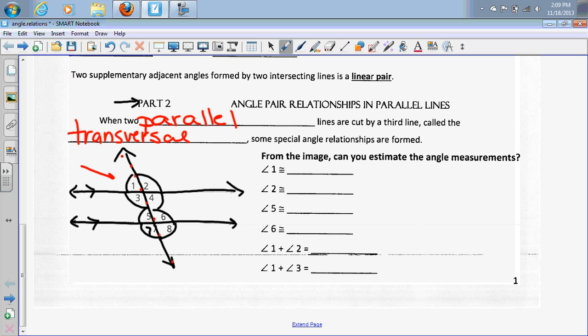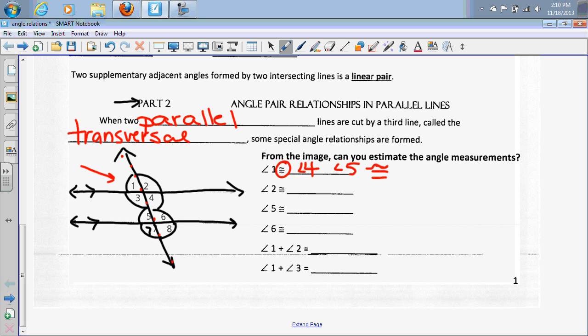Look at angle 1. Do you notice that angle 1 might be congruent? Remember, this symbol means congruent. Angle 1 might be congruent to what angle? You might say angle 4, and we may know that because they are vertical angles. Someone might be saying, well, I think angle 1 looks kind of like angle 5. Okay, that could be a possibility.